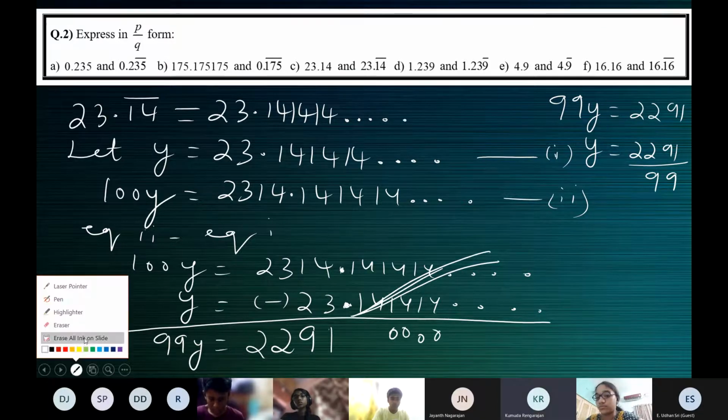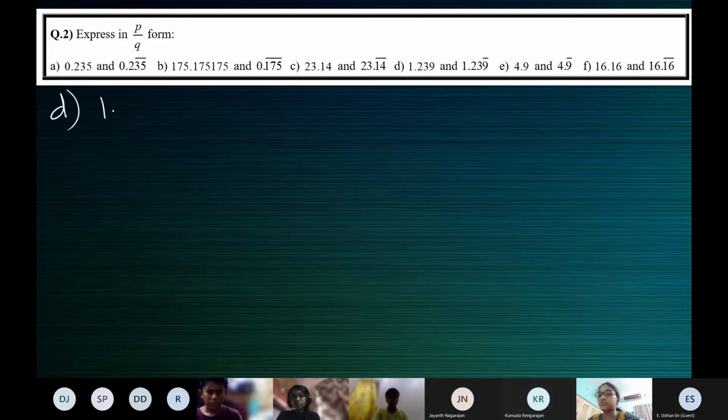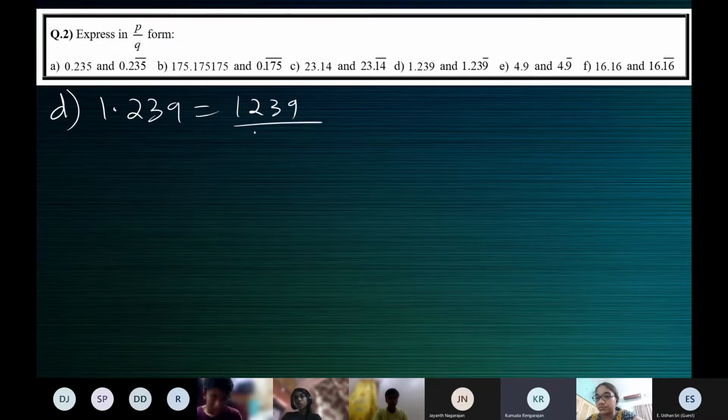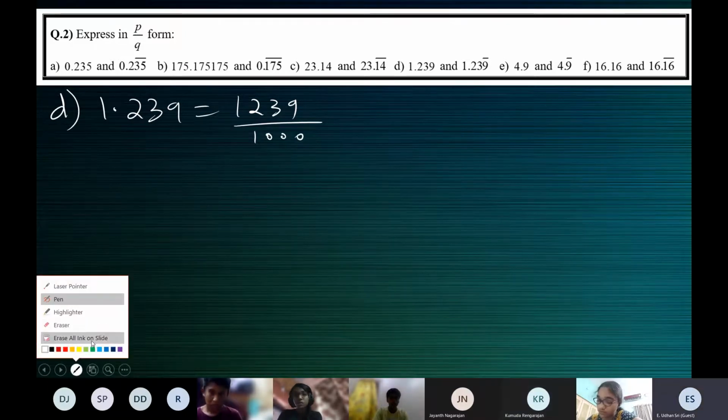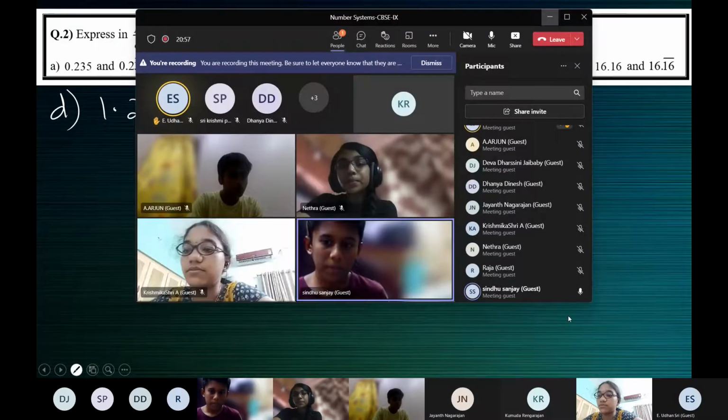I'm clearing the slide. Next one, D: 1.239 is 1239 divided by 1000, and this is the simplest form. All right, all of you have this? Yes, ma'am.